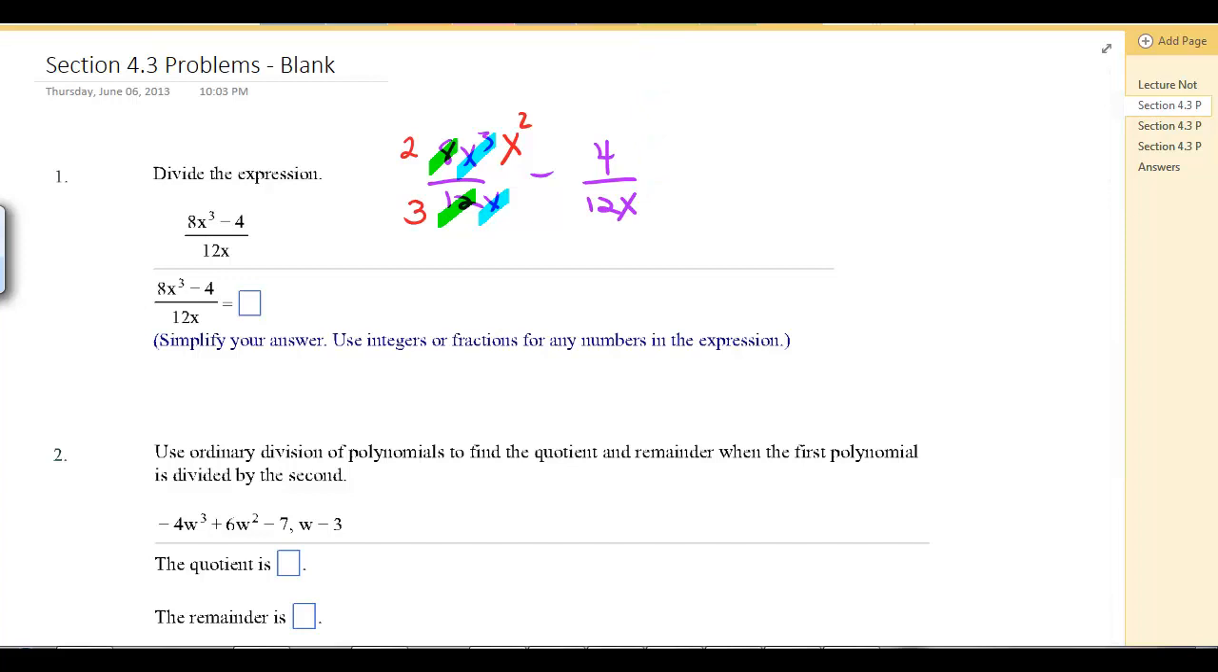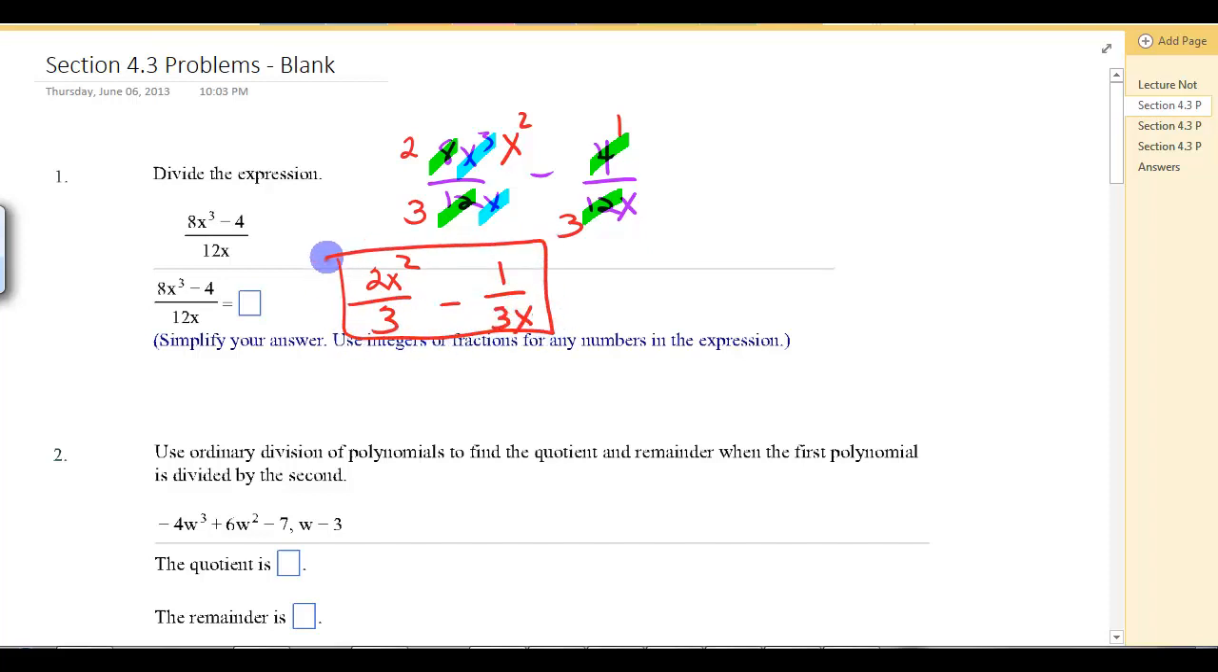Over here, 4 goes into 12 3 times. You have a 1 left up there, and the x is there. So let's see what we've got left in our red. We've got 2x squared over 3 minus 1 over 3x. All right.